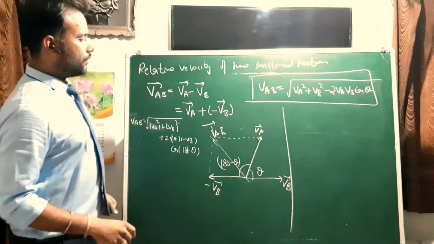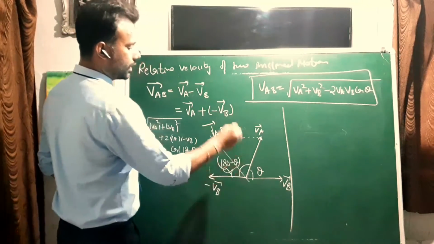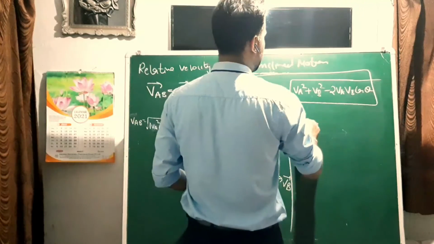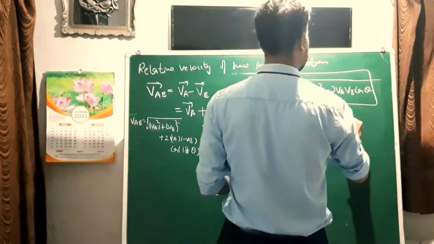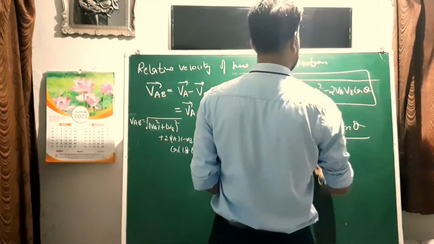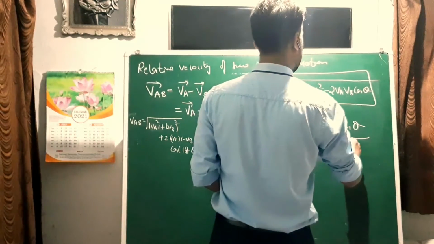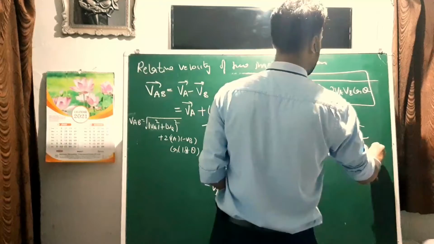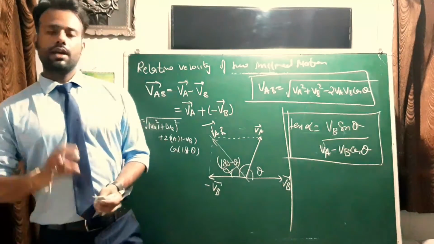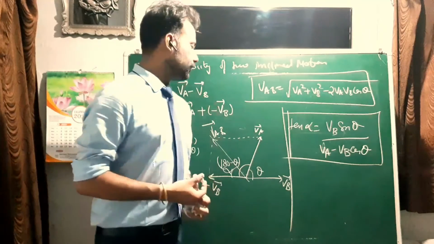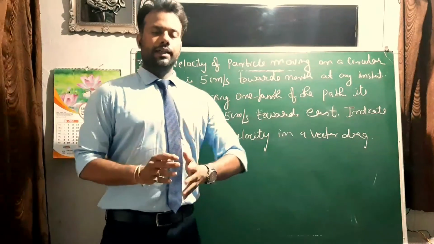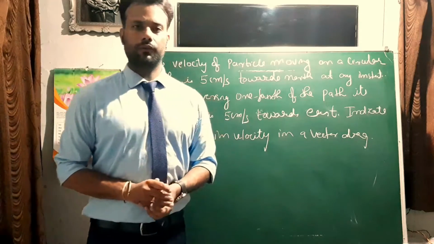Alright, and if you want to find this direction alpha, then you know how to find it. That will be tan alpha equals VB sin theta upon VA minus VB cos theta. So that's how we can find the magnitude as well as the direction of this relative velocity. Let's consider one numerical problem from this concept.